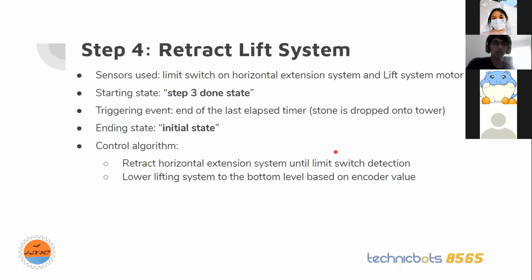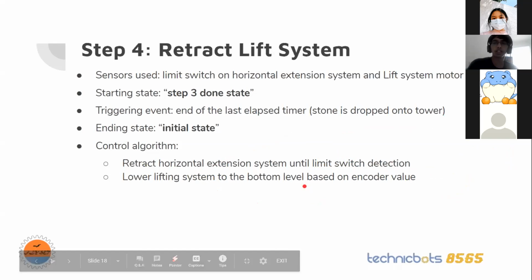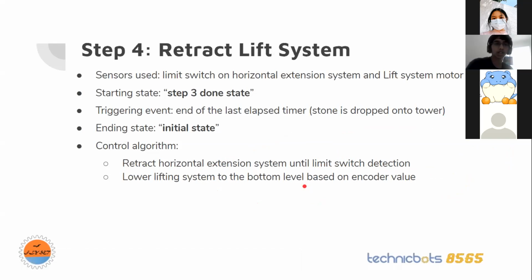For this, we used a limit switch on the horizontal extension system and the lift system motor encoder. And the starting state was a step 3 done state, and the main triggering event for this was the end of the last elapsed timer, meaning that the stone has dropped onto the tower. And the ending state after this whole step is done is the initial state, allowing it to go through the whole process again if we want to score another stone.